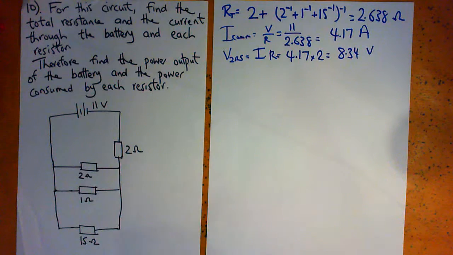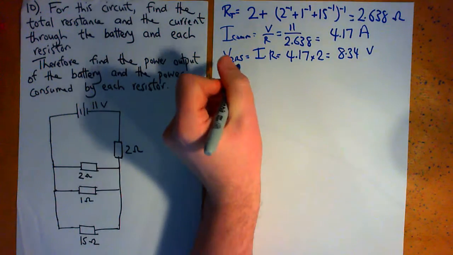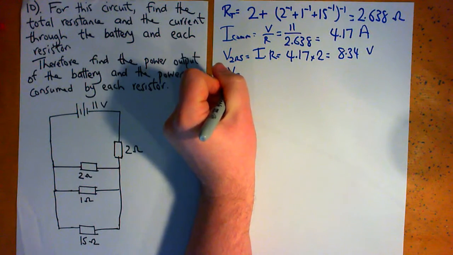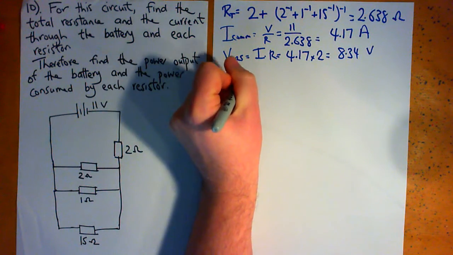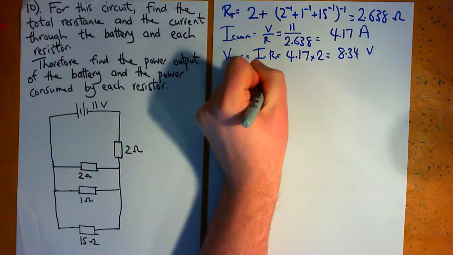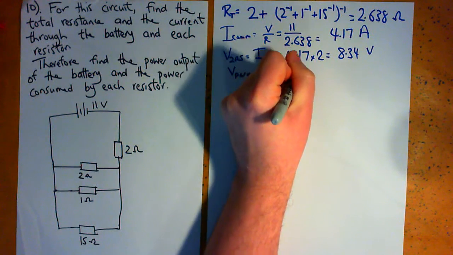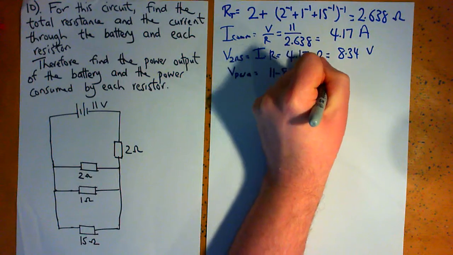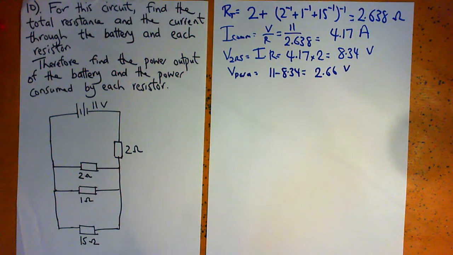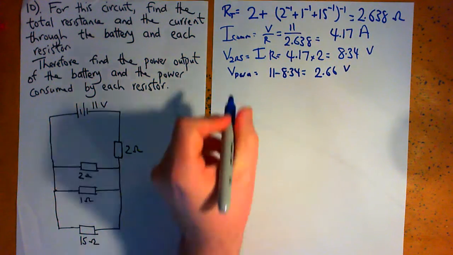Okay, so we've got the voltage across this resistor. It's consuming, as we can see, most of the 11 volts. What's left over is 11 minus 8.34. So the parallel voltage is 11 minus 8.34, which is 2.66 volts. So that's the voltage across these three resistors. Now let's work out the current there.